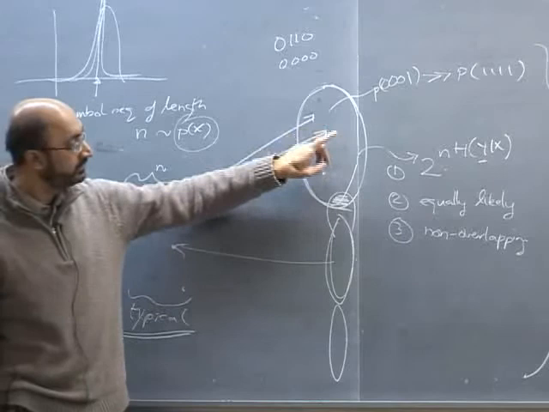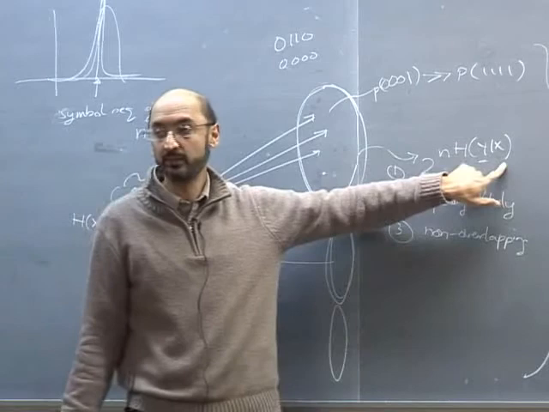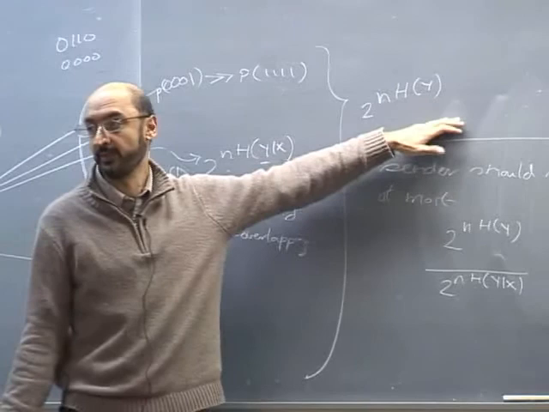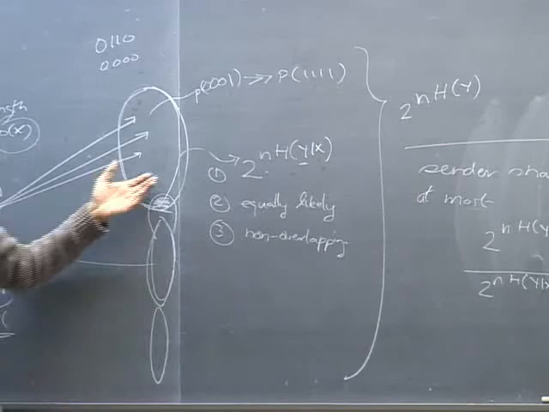And then you only have to show that the size of this typical set is 2 to the n H(Y|X). That's a very straightforward proof. And then you have to show that the total number of possible output symbols, again typical symbols, is 2 to the n H(Y). So you always are working with typical sets. And so then this is a straightforward ratio.